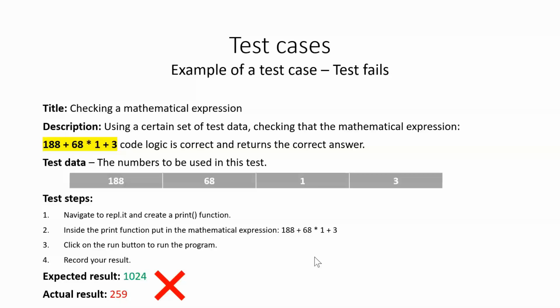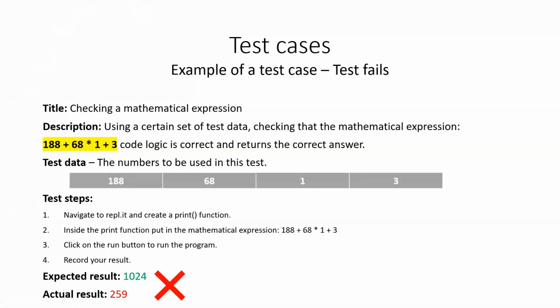So what's our test data here? Well, it's actually going to be the 188, the 68, the 1, and the 3. We're also going to need to know the arithmetic procedures as well. In a second we're going to navigate to repl.it and create just a normal print statement. Inside of it, we're going to put in this expression, run the program, and see what happens. Now, we expect a result of 1024.